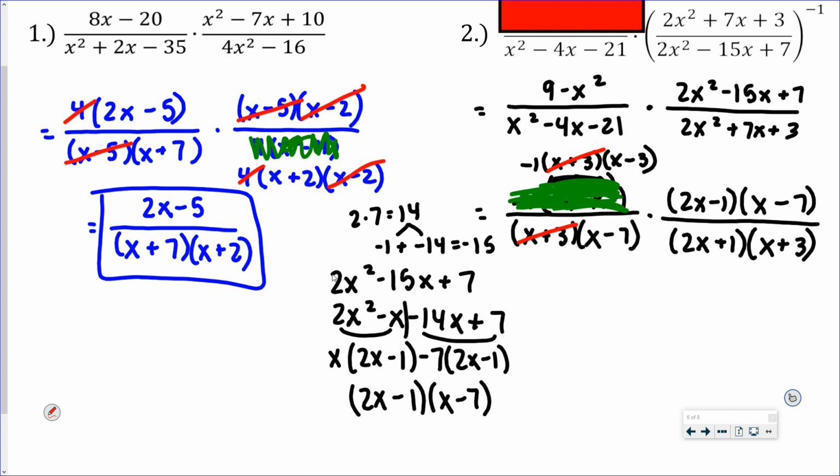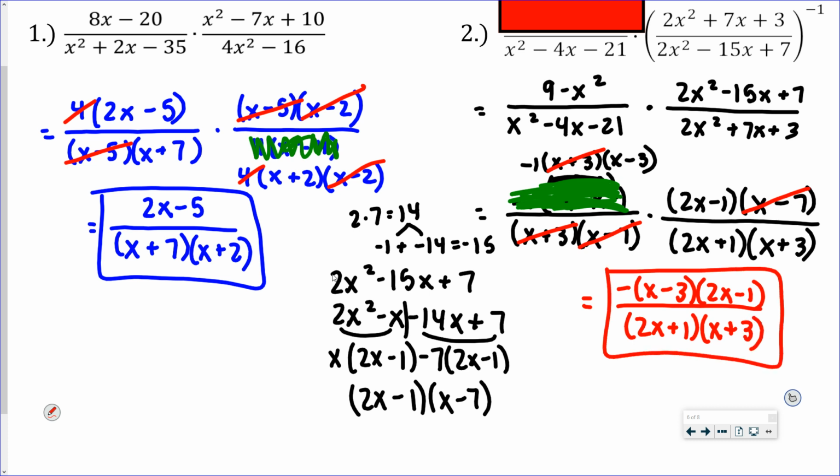What else is common? x minus 7s. Is there one on top and one on bottom? These are close. Can I cancel them? No, they're not the same. Same with the x minus 3 and x plus 3. So the final answer would be negative 2x, x minus 3, 2x minus 1, all over 2x plus 1, x plus 3. Don't forget about the negative. Don't multiply those out. Just leave your answer like that.